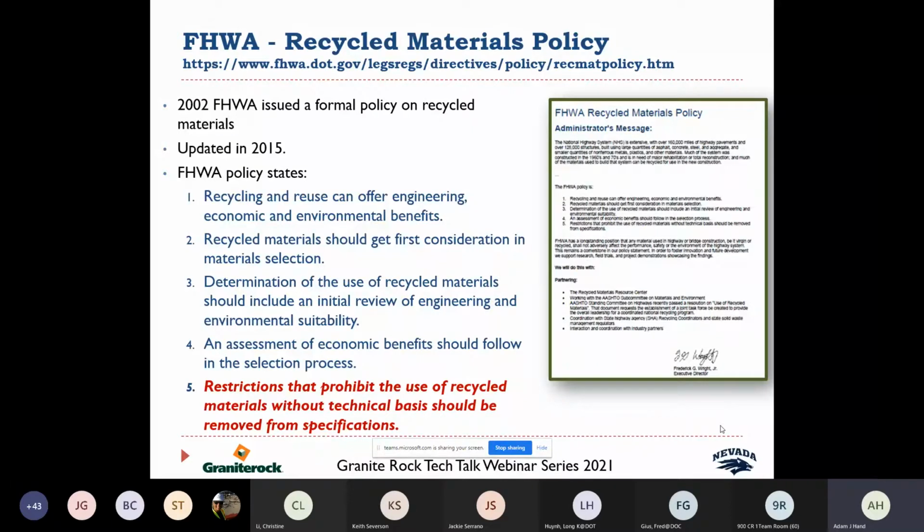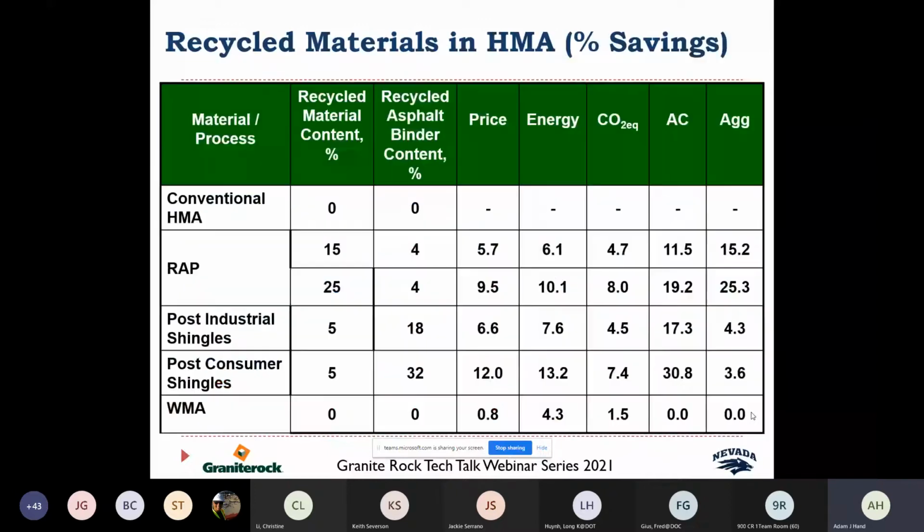And the last item there is that restrictions that prohibit the use of recycled materials without technical basis should be removed from specifications. Sometimes an agency will have a bad experience with a recycle project and say, we're not doing this anymore. But technology changes, and the ability to do a good job of recycling clearly exists today, and we're succeeding all over the country doing it today. So I embrace that fifth part of the policy, because it's something we can do to do right for the communities we live in and future generations.